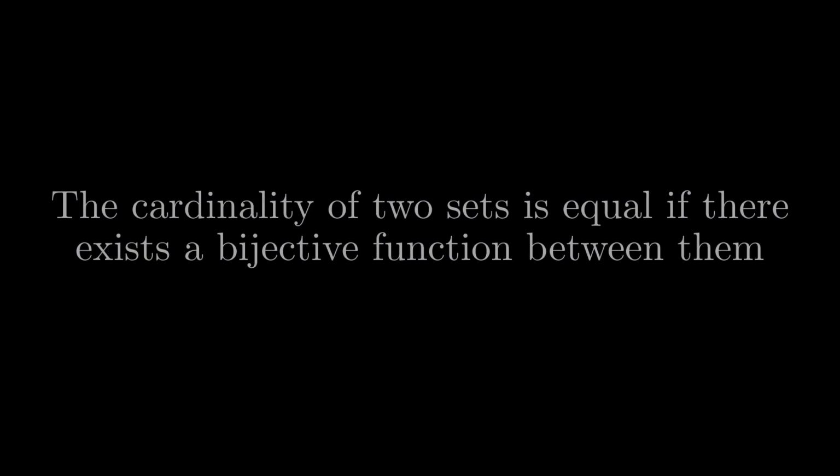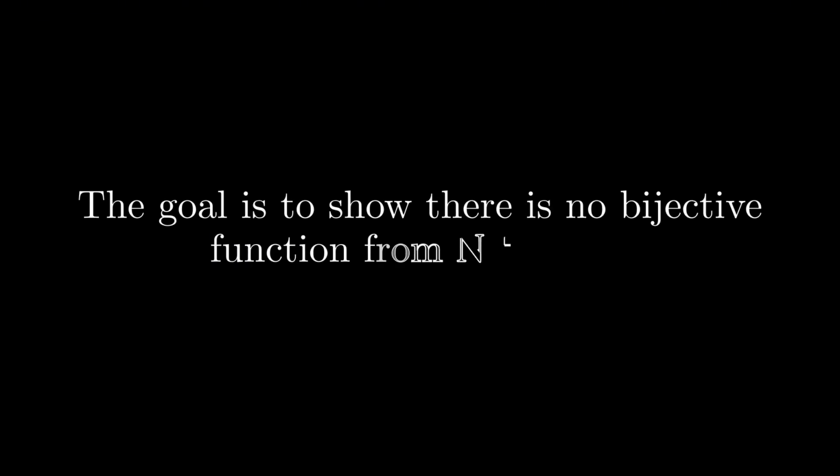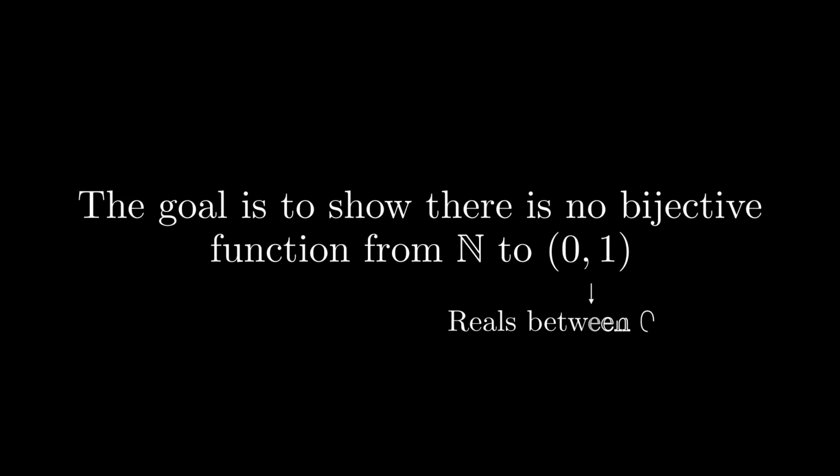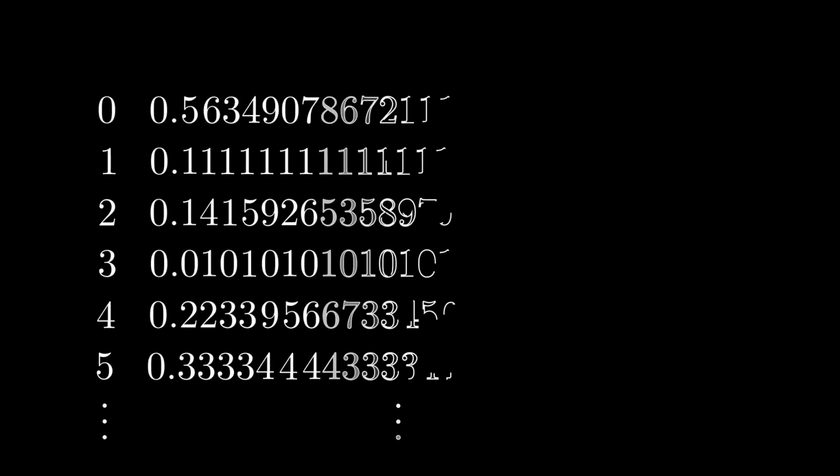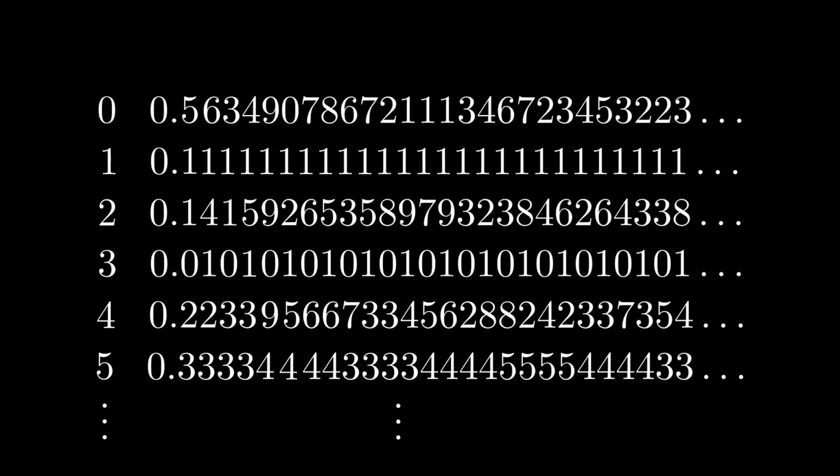Equipped with this knowledge, we can now tackle Cantor's diagonal argument. The goal of Cantor's diagonal argument is to show that there is no bijective function from the set of natural numbers to the set of real numbers between 0 and 1. To begin, let's line up all of the natural numbers in a column on the left. Next, let's generate a list of real numbers between 0 and 1 and pair them up with the natural numbers.